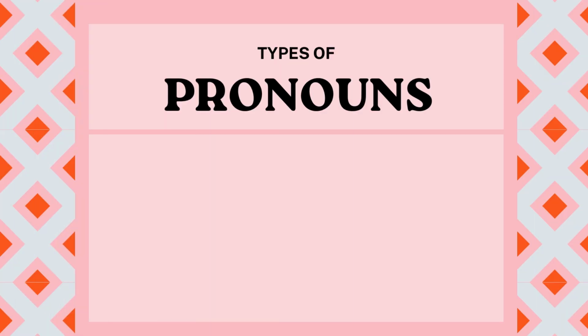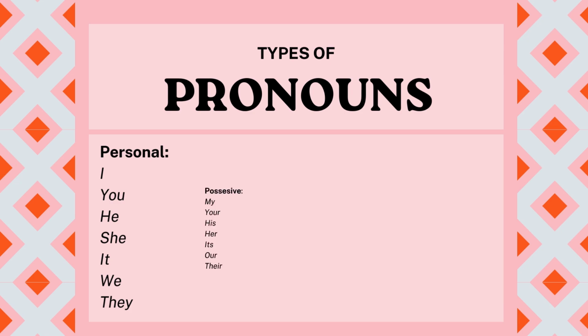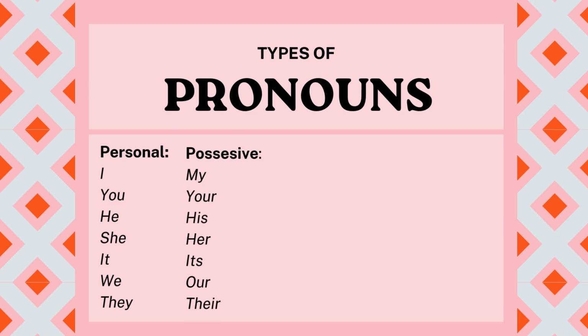There are several types of pronouns, each serving a different function. These are personal pronouns. These refer to specific people or things, like I, you, he, she, it, we, and they. Possessive pronouns. These show ownership like my, your, his, her, its, our, and their.